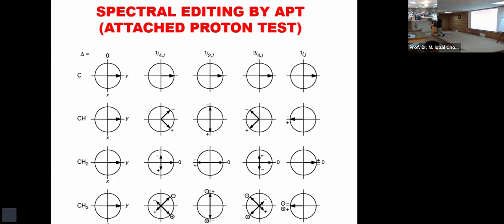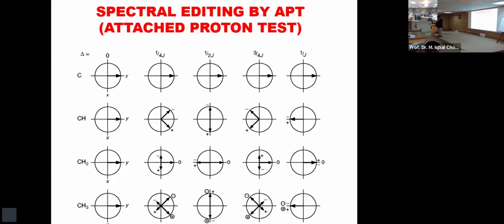When you give a 90x pulse, all the CH3, CH2, CH and quaternary carbons are in the same place; they call it coherent. But after some time, they fan out. They split because they are coupled with protons. CH3 will split into 4. Some of them are moving faster, some of them are moving slower.